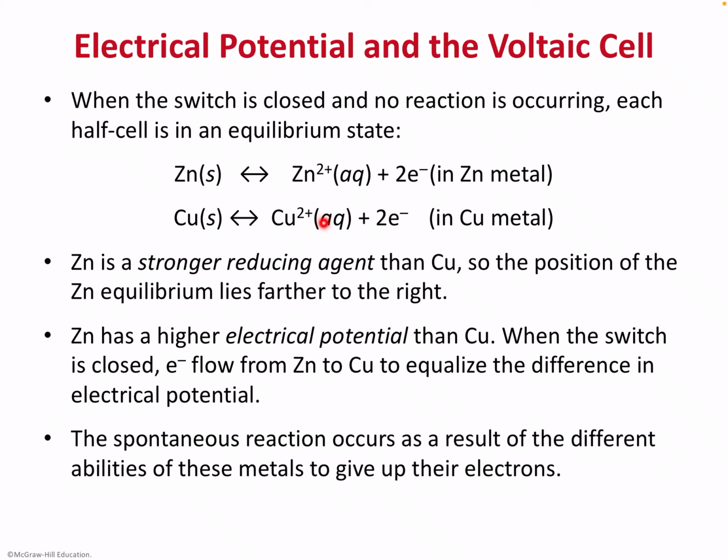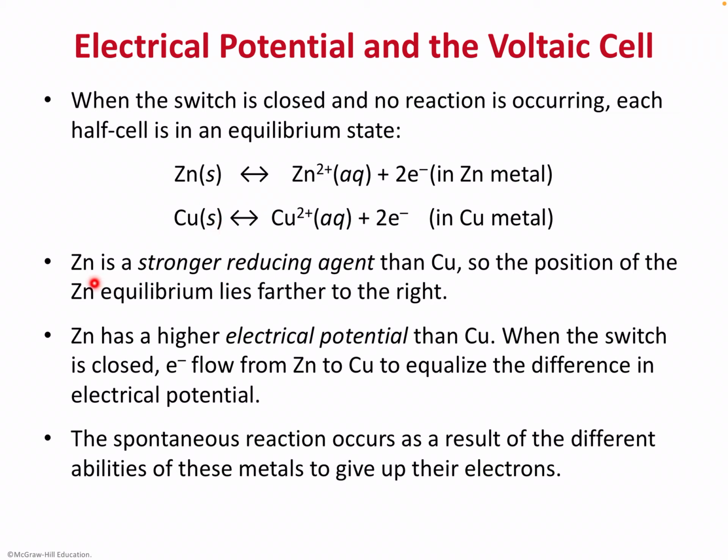Now between the two, one is giving up electrons, one is taking up electrons. But how do we know which one is supposed to give out the electrons? That depends on their potential. Now let's see how to identify that.